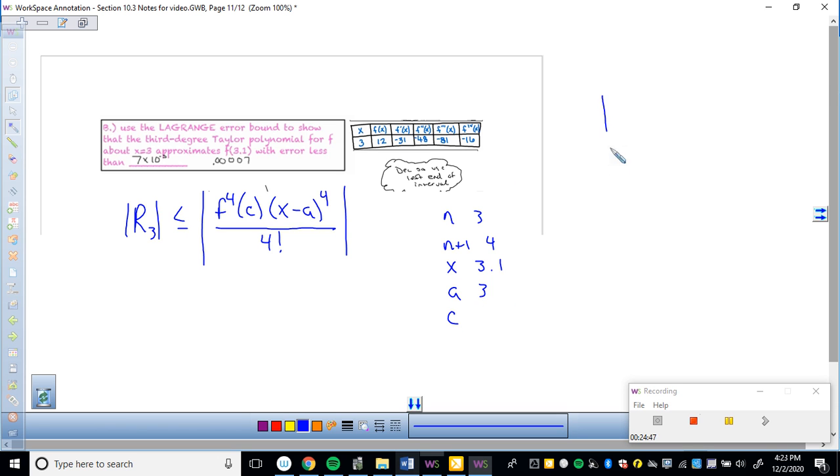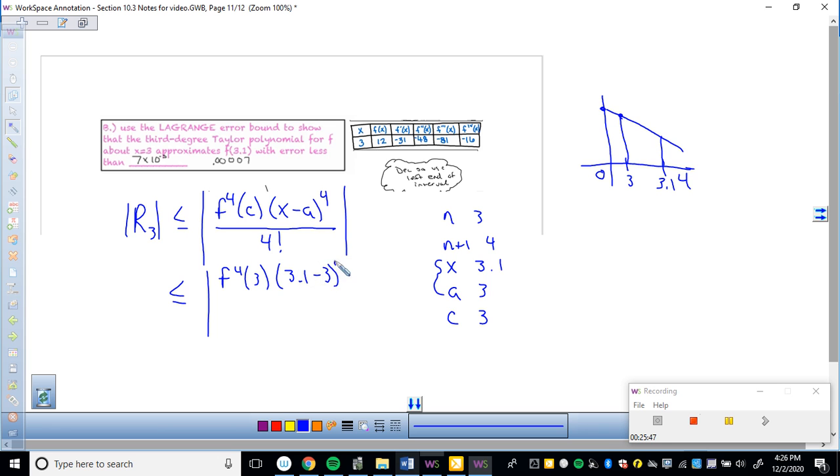Well, they told us that all of the derivatives were decreasing on the interval from 0 to 4. So, let's see. Okay, so our interval that we're interested in is between x and a, so between 3 and 3.1. And if all the derivatives are decreasing on the interval from 0 to 4, then our fourth derivative is decreasing in there, and we would choose the left end of that interval. So we would choose our c to be 3. All right, so let's fill in what we've got. So we need the fourth derivative of the function at 3 times 3.1 minus 3 to the fourth all over 4 factorial.